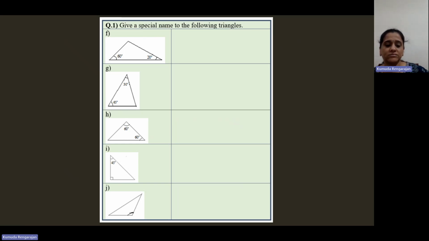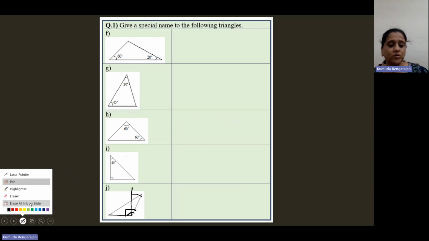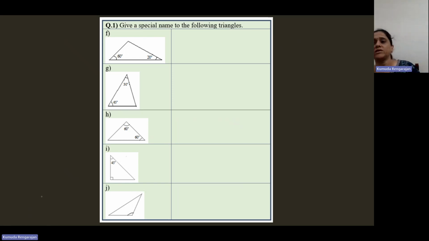And the last one, now you can see the triangle. It's an obtuse angled triangle. See, this is 90 degrees, right? So it's more than 90 degrees. This angle, see, this is 90. This is more than 90, right? So it's an obtuse angled triangle. All right.